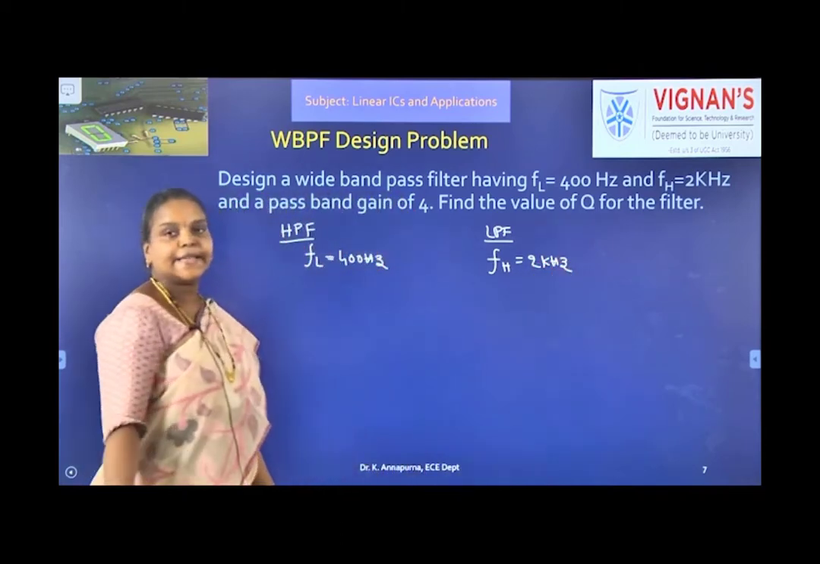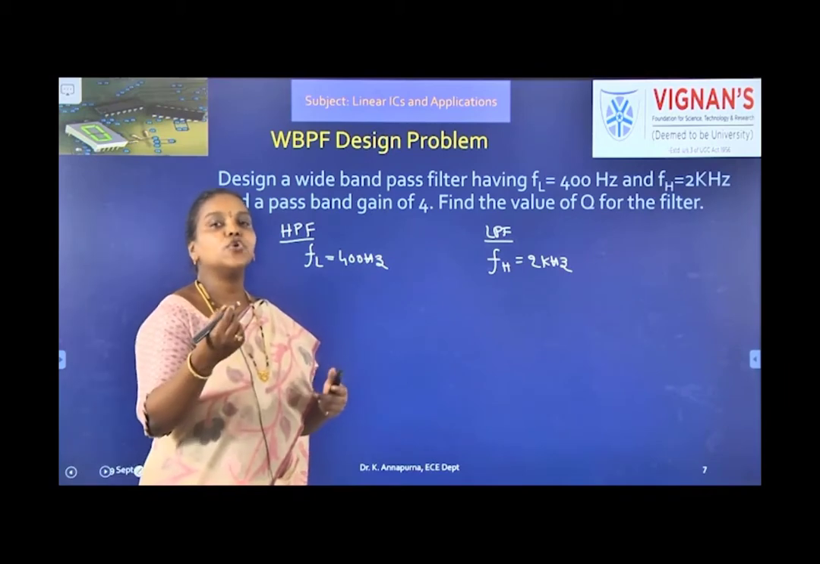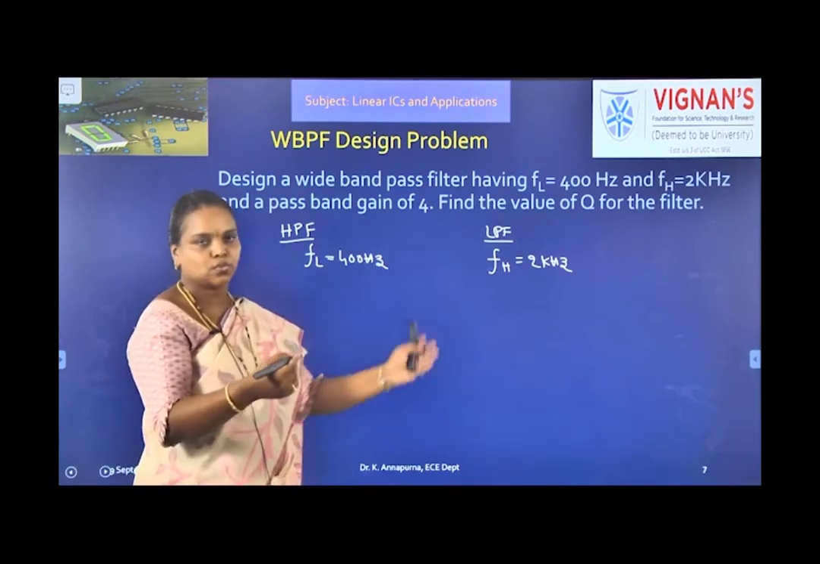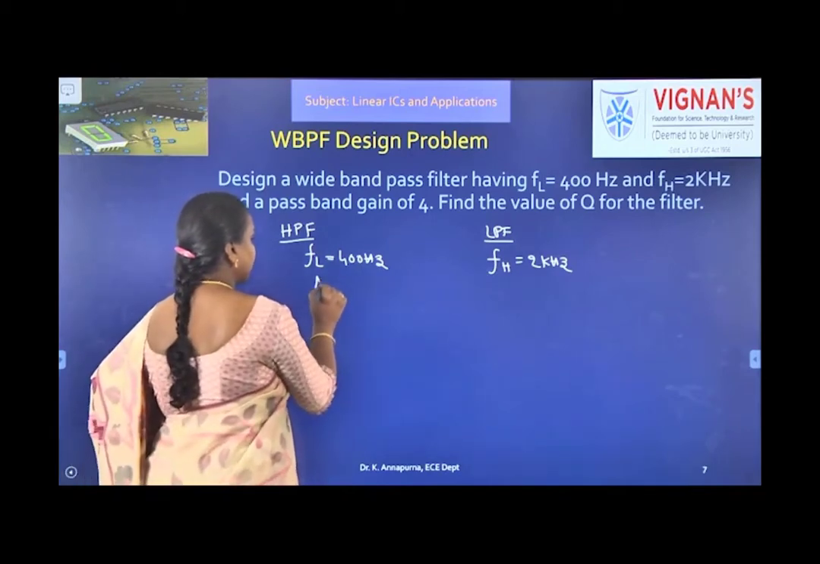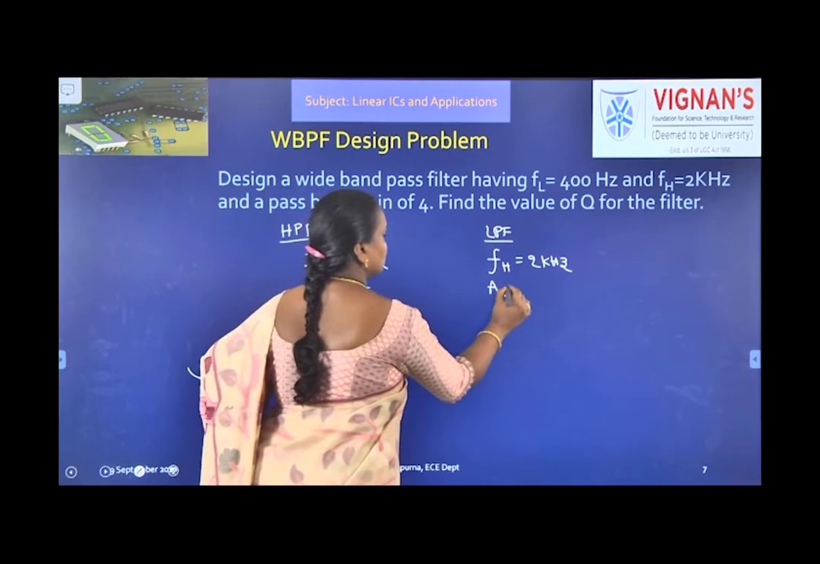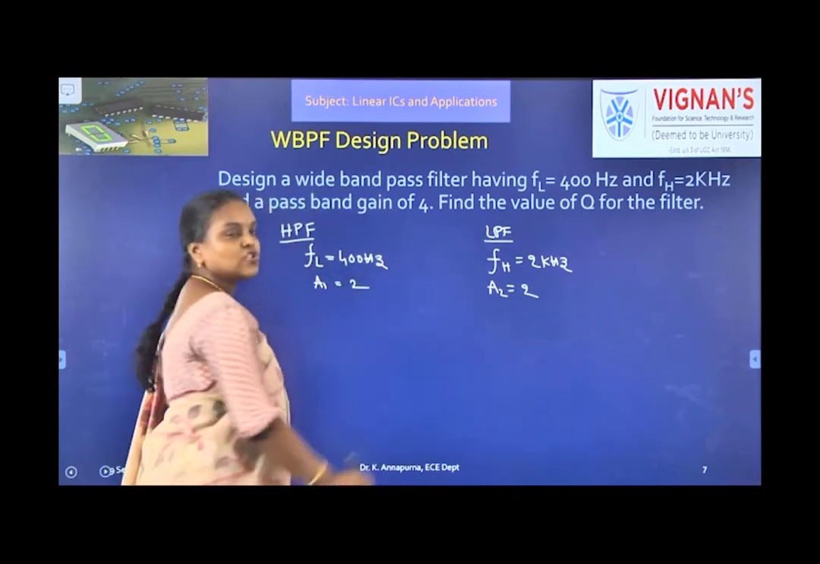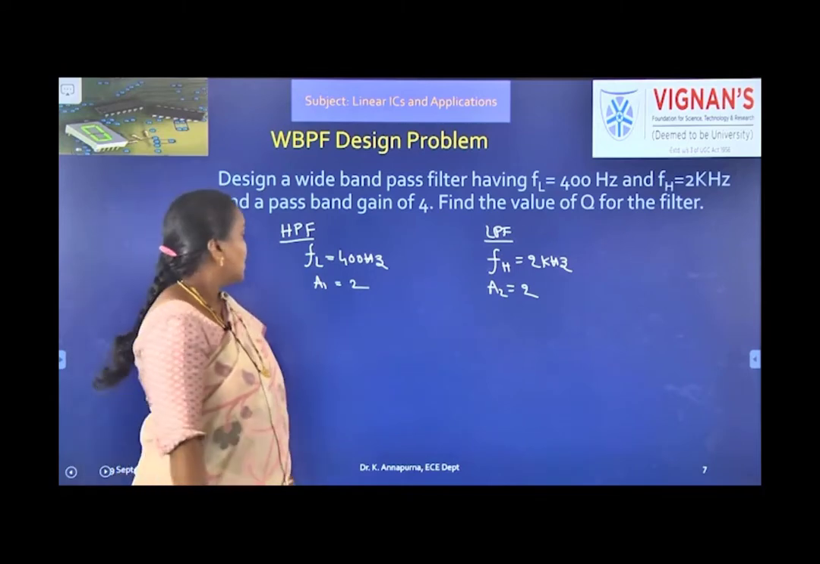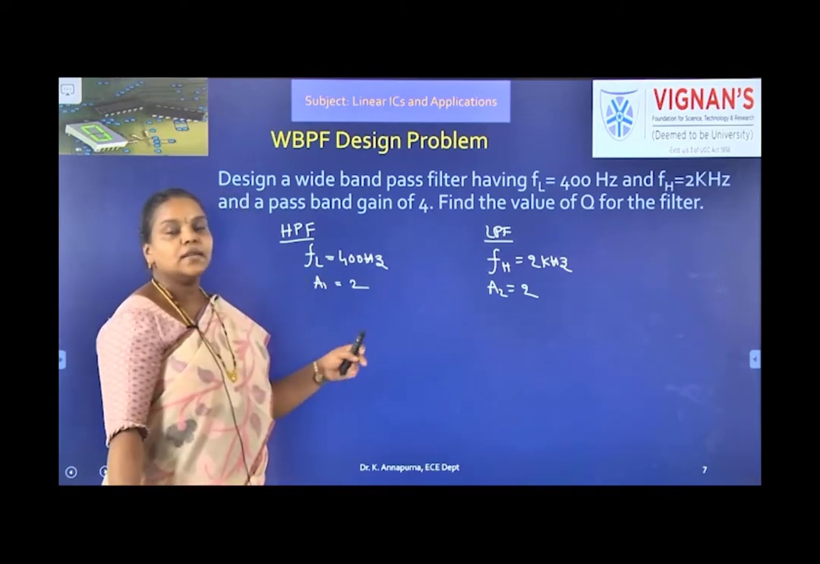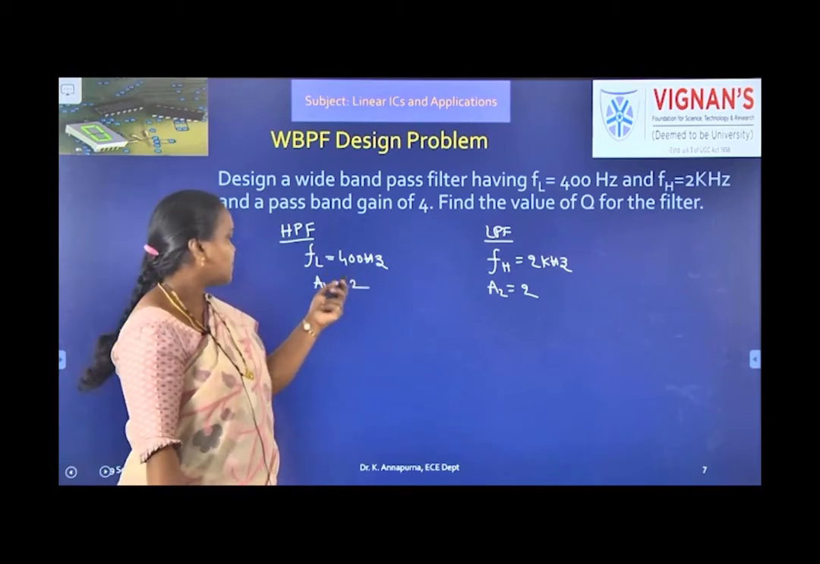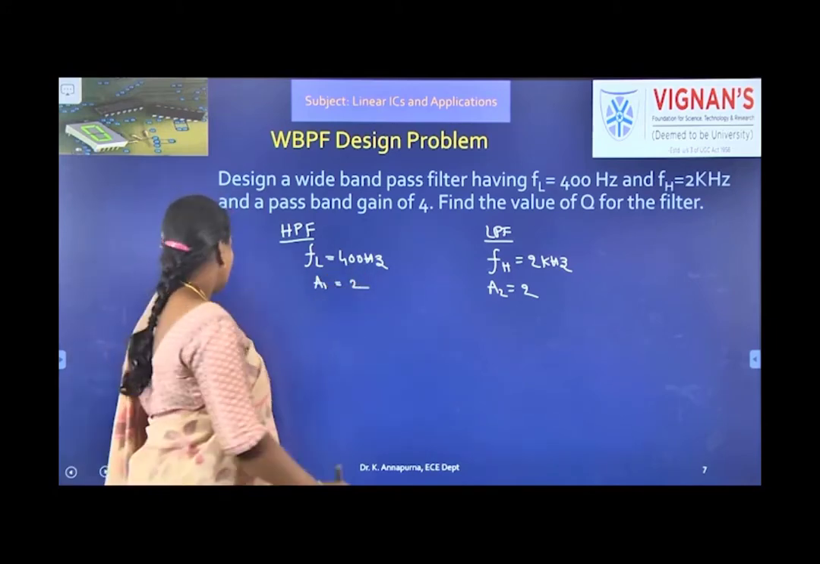And the overall gain is 4. So overall gain, when do you get? The product of individual gains. So let us take 2 and 2. So here gain is, let it be 2, here gain let it be 2. Then the product of those two gains will give us 4. That is the requirement. Okay, already we have seen how to design a high pass filter for given cutoff frequency and gain. So how to design?